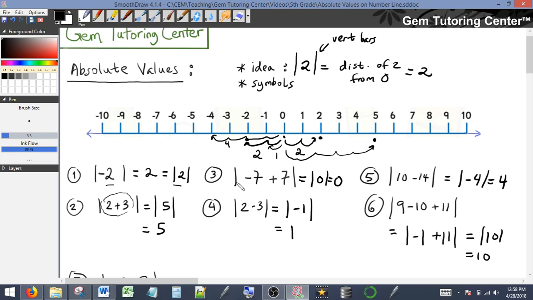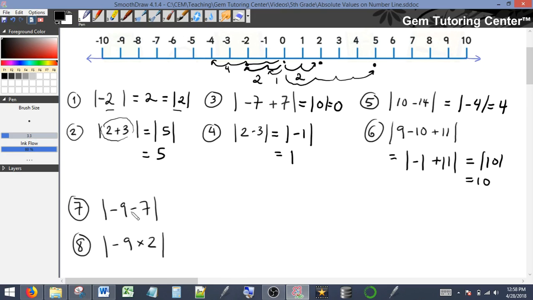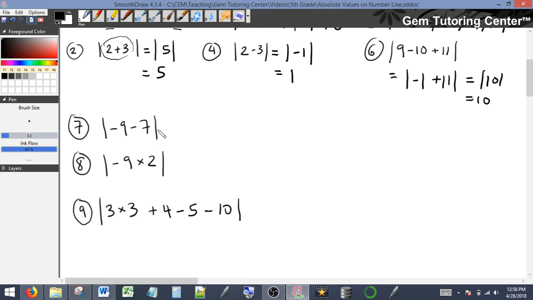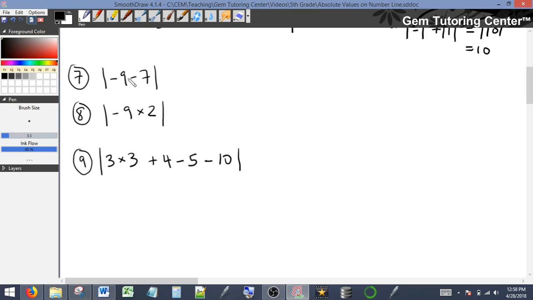Okay, so that's how we use the number line. Now we're going to do some problems that will land on numbers that are bigger than what are on our number line. So we're not going to use the number line anymore right now, but we're going to just use what we know about absolute value arithmetic to evaluate these problems. So the absolute value of -9 minus 7 is equal to the absolute value of -16. And we know that positive, negative doesn't matter for absolute values, so this will just be 16. The absolute value of -9 times 2 is the absolute value of -18, which equals 18.